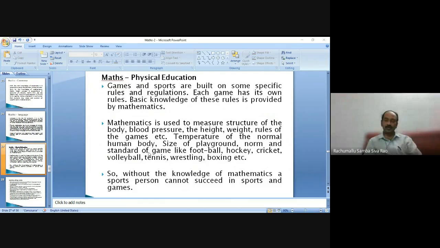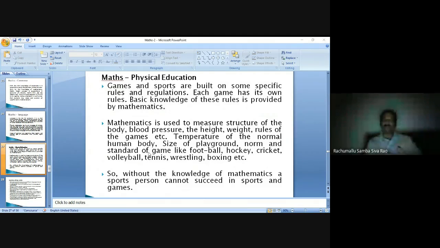What is the size of the racket? What is the size of the cock? What is the shape of the cock? Like that, for example, in cricket, three stumps are there. What is the height of those stumps? What is the length of bails? What is the shape of the ball? And what is the size of the ball? All these are related with mathematics only.